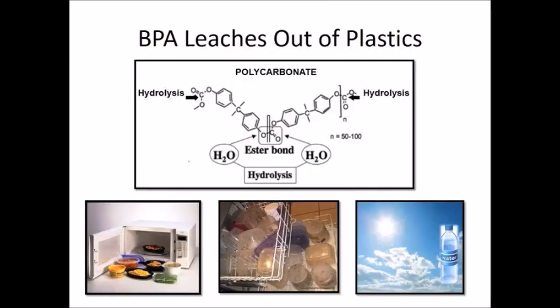Now, the reason we're concerned about all of this BPA in plastics is because BPA leaches out of plastics. And I'm showing here the structure of polycarbonate plastics, and this is showing the two BPA molecules that are held together by an ester bond. Now, this ester bond is fairly weak, and when it's exposed to heating such as microwaving or cleaning or aging or sunlight, that bond can break, causing the BPA to leach out of the plastic.